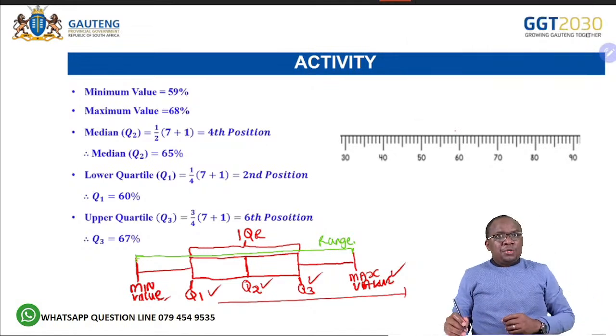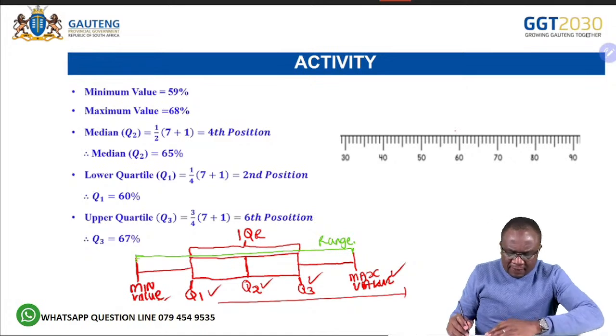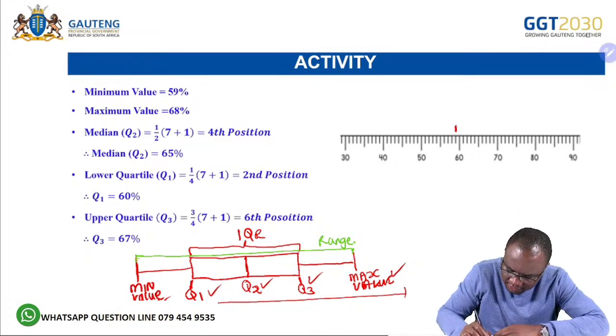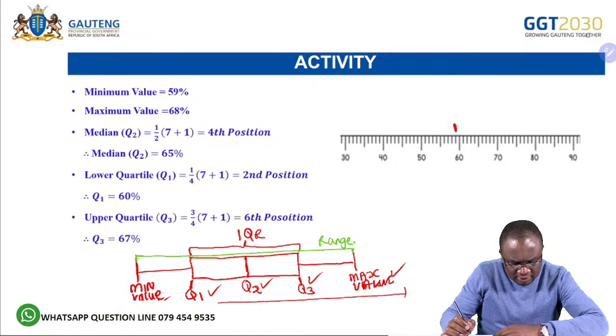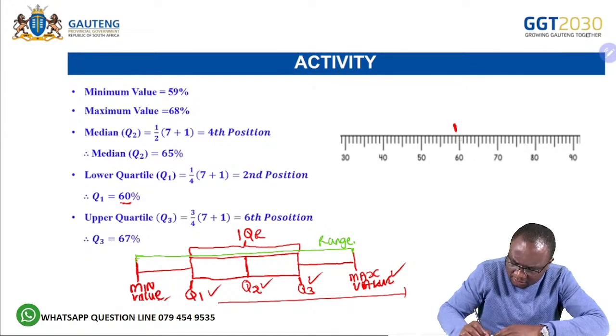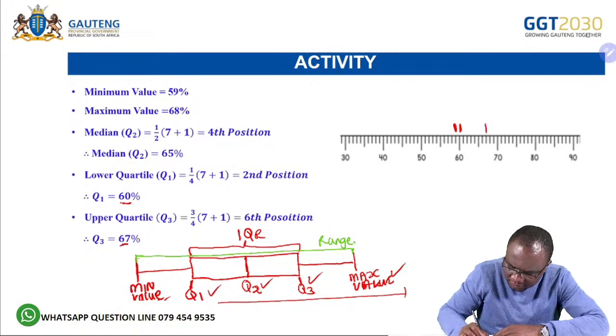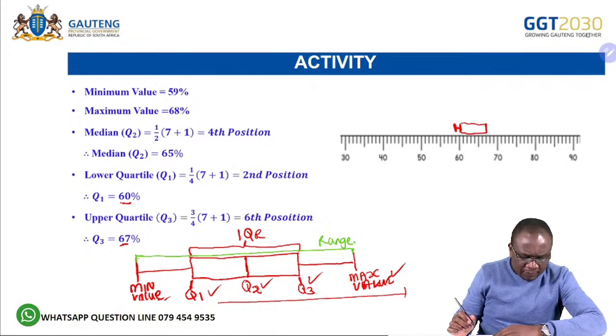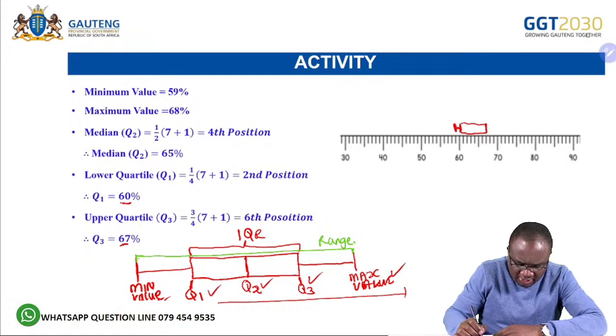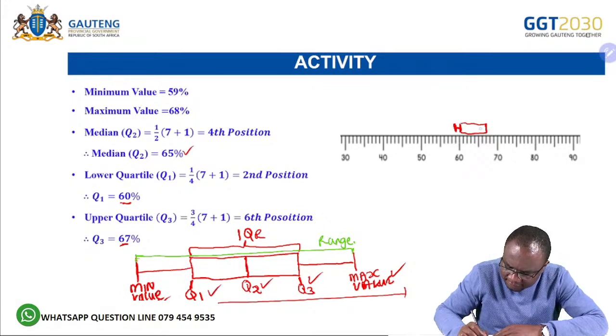let's go back to John's 5-number summary. The minimum is 59, so it should be here. And then where is the lower quartile? 60. Oh, very close to each other. It's going to give us problems. 60. And then the upper quartile, 67. See here. So that's where the box is here. You see, it's not a nice diagram, but it's fine. And then where is the median? 65. 65 is here. Do you see that? Okay, that's where the median is.